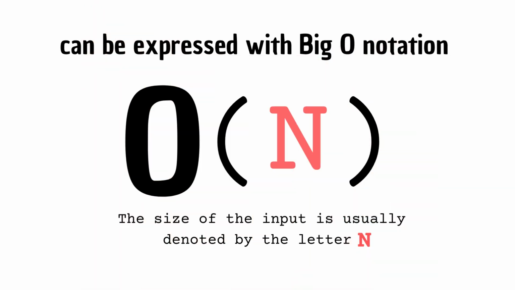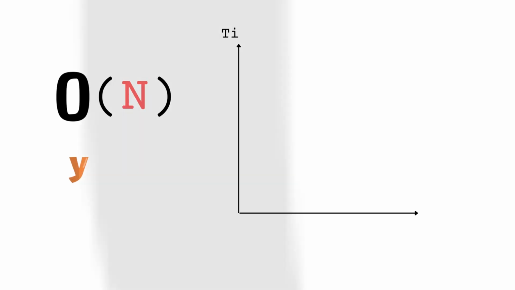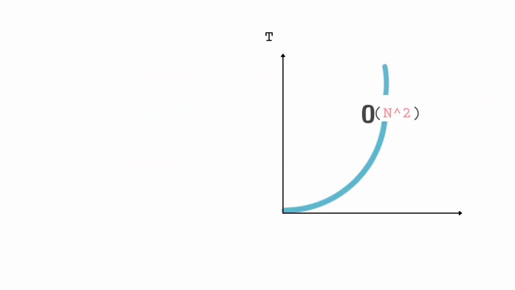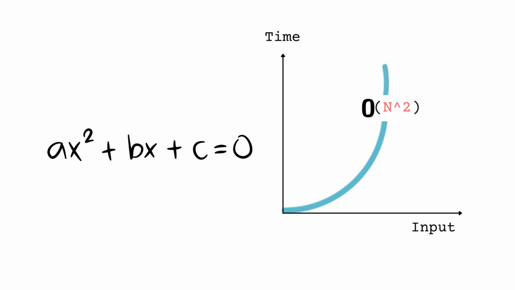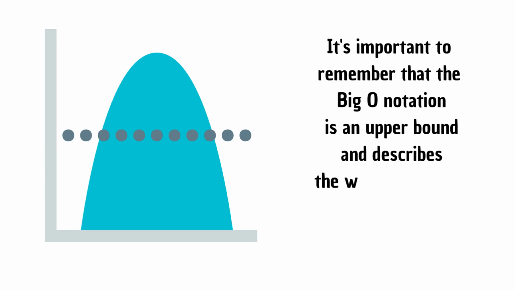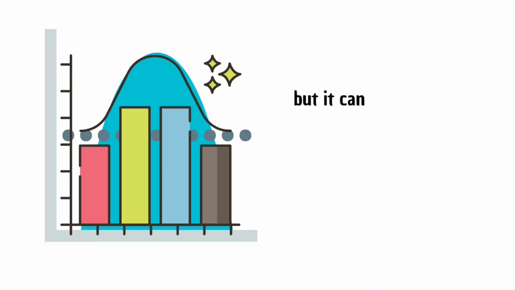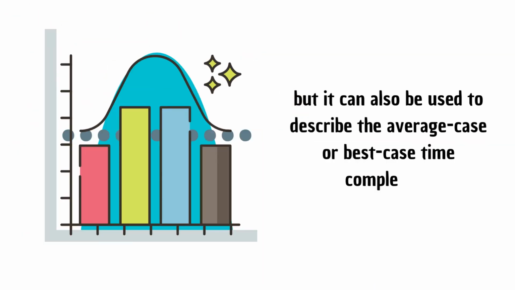It is a standard notation that is widely used in computer science to analyze and compare the performance of different algorithms. For example, an algorithm with a time complexity of O(n) means that its running time grows linearly with the input size. An algorithm with a time complexity of O(n²) means that its running time grows quadratically with the input size. It's important to remember that the big O notation is an upper bound and describes the worst-case time complexity of an algorithm, but it can also be used to describe the average case or best-case time complexity.